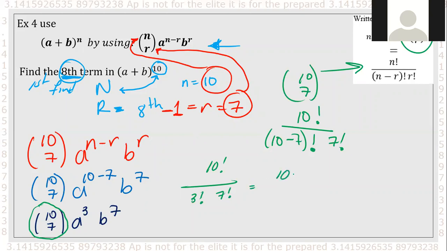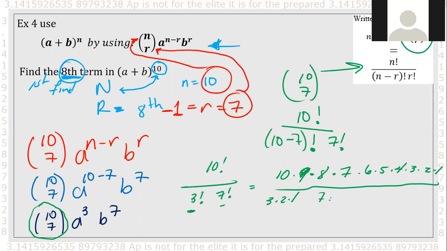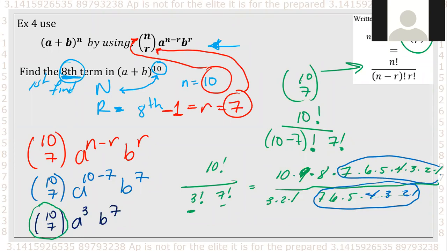This is the same thing as saying 10 times 9 times 8 times 7 times 6 times 5 times 4 times 3 times 2 times 1. Whoa, that was long. And then we got 3 times 2 times 1 from the denominator. And the 7 factorial, 7 times 6 times 5, we get the idea, right? Because this right here would be 4, 3, 2, 1. So hopefully you can see that these numbers on top and these numbers on the bottom are the same, so they equal 1. Okay, so far so good.